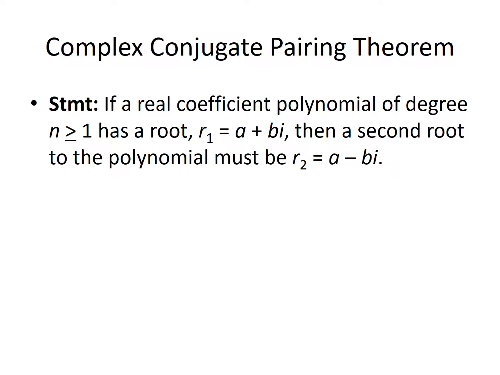The complex conjugate pairing theorem is stated here. If a real coefficient polynomial of degree n greater than or equal to 1 has a root, and we'll call that root r1, and it happens to be equal to a plus bi, some complex number, then a second root to the polynomial must be a minus bi, which we label as r2. And if you notice, a plus bi and a minus bi are complex conjugates of each other, hence the name.